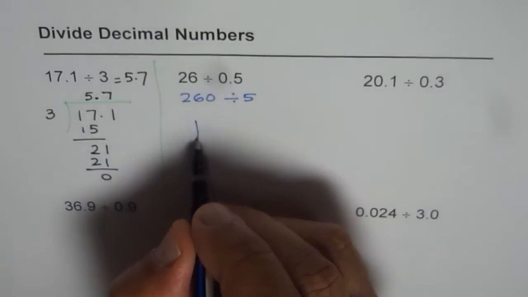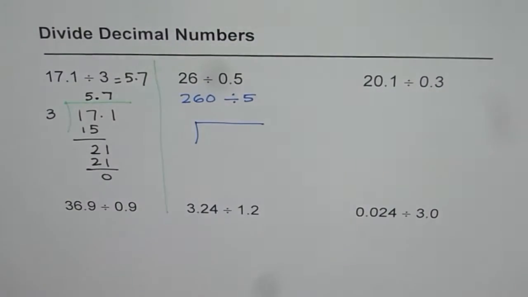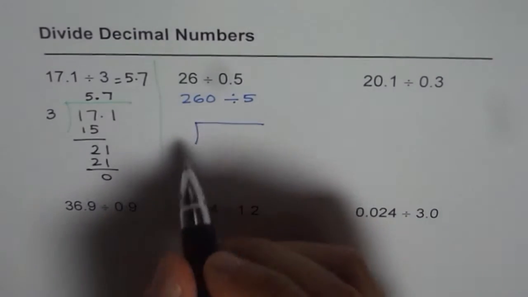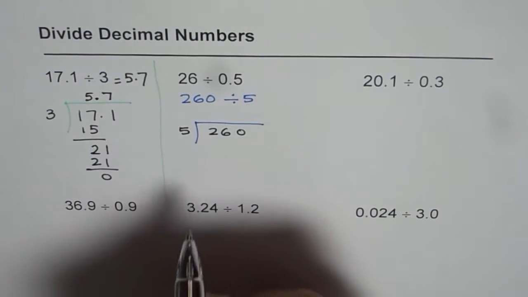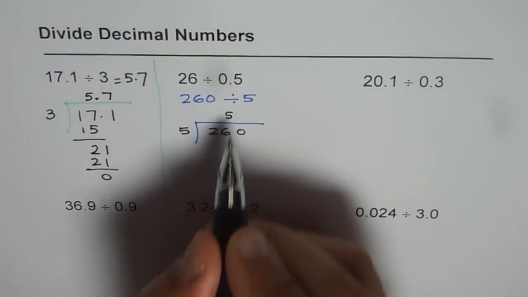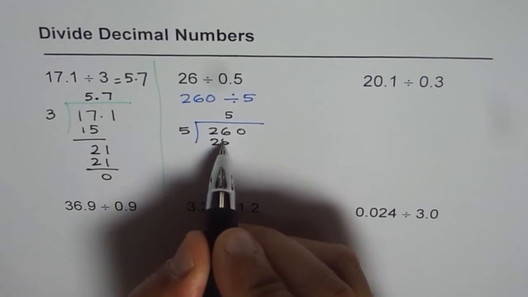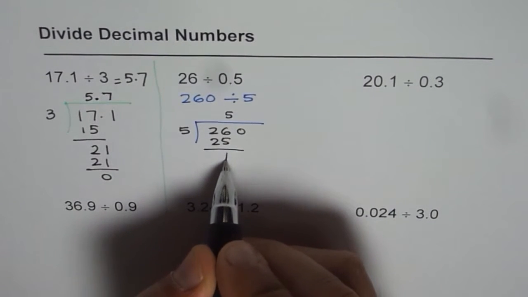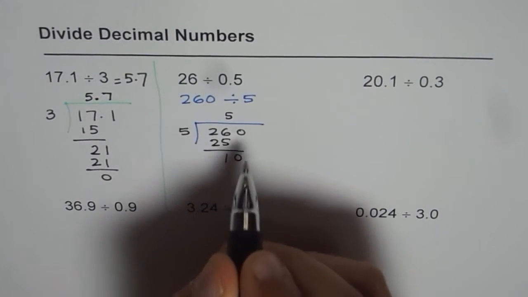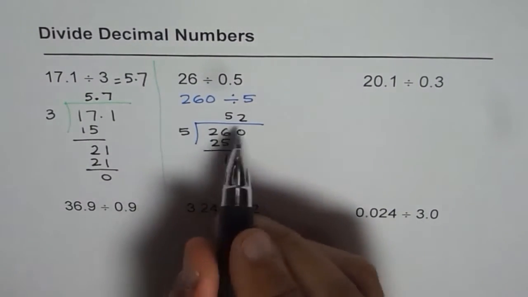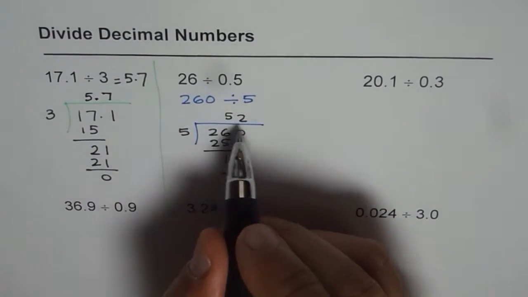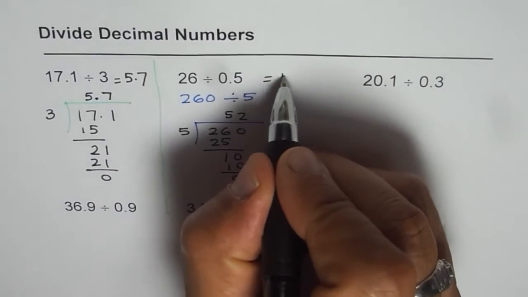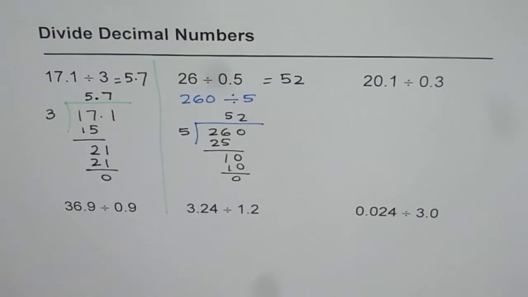Now let's divide and get our answer. So we have 260 divided by 5. So 5 goes 5 times in 26. So we get 25. When you take away 25 you get 1. Bring down 0. And we can now 2 times 5 is 10, right? So remainder is 0. So we get 52 as our answer, right? So that is the answer for this one.